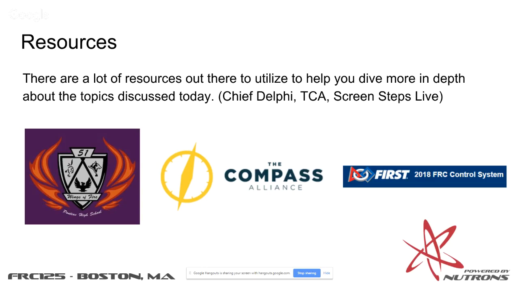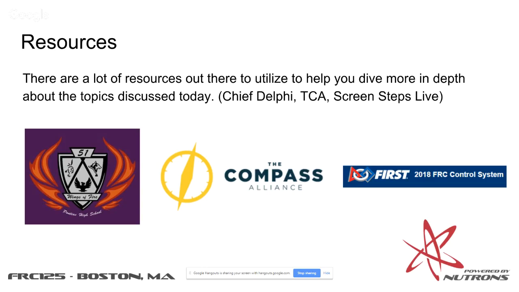So there's a lot of good resources out there, such as Chief Delphi, the Compass Alliance, and Screen Steps Live. Chief Delphi is essentially a big forum, a bunch of people talking about FRC and things to know about FRC. The Compass Alliance is actually the big thing that we're having a presentation on, and it's basically 10 teams, or maybe a little more than 10, from across the world that are collaborating on a big resource depot for FIRST teams to learn. So if you just look up FRC Compass Alliance, it's a website with a ton of resources. That's also very cool. You should check that out.